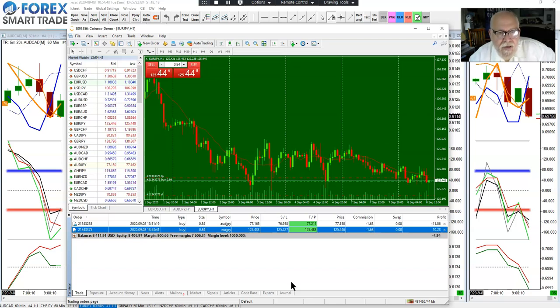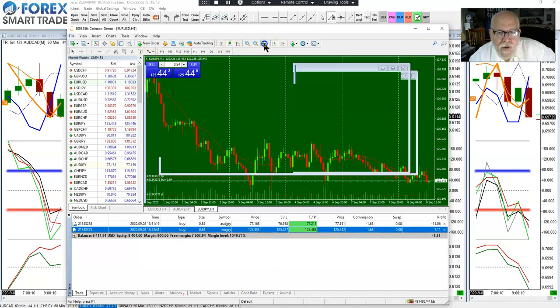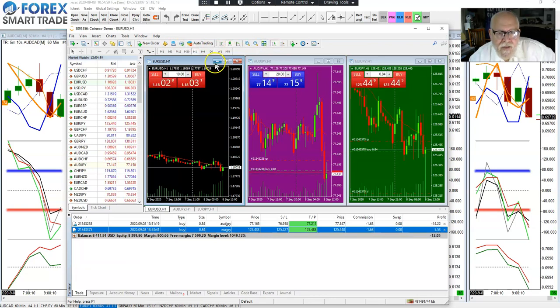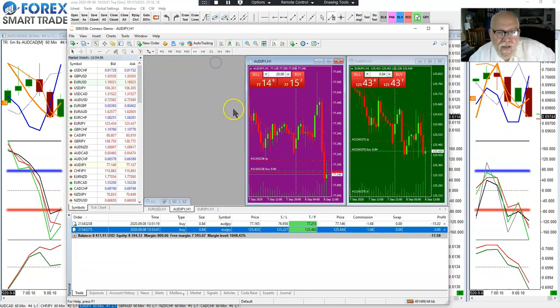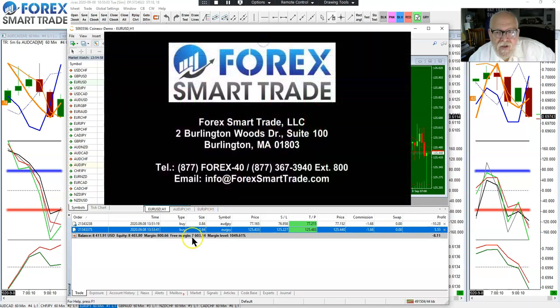Okay, gang. We've got our 2 trades. We will wait and see what happens. We can have them both showing up here. We didn't take the Euro USD, but we did take these 2. So we will wait, and next week we'll know if they closed.